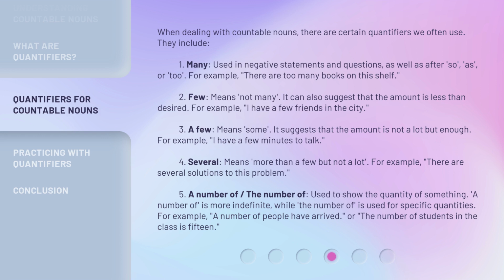5. A number of, the number of, used to show the quantity of something. A number of is more indefinite, while the number of is used for specific quantities. For example, a number of people have arrived, or the number of students in the class is 15.